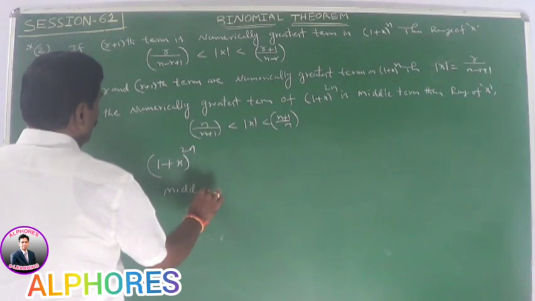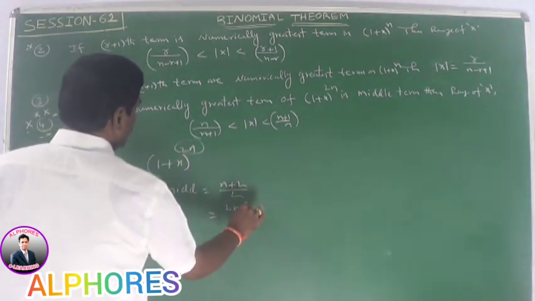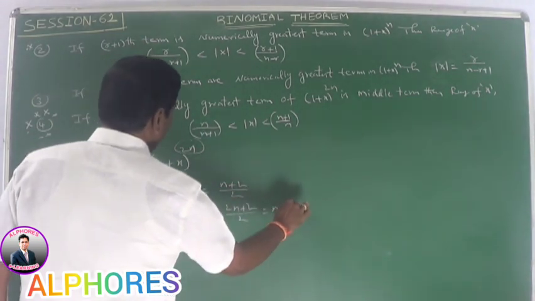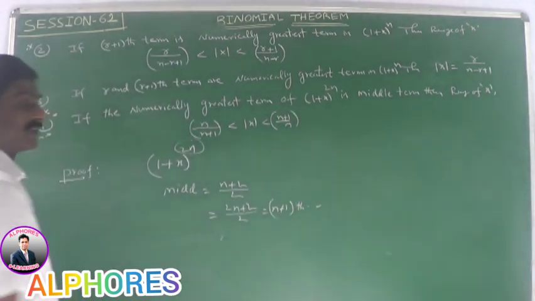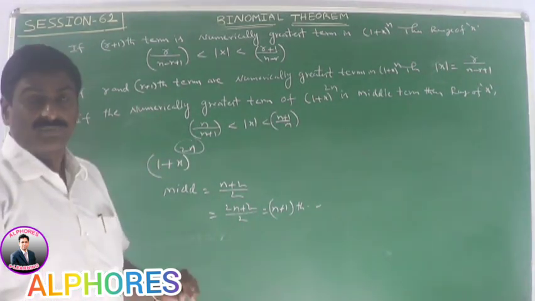Middle term is equal to (n plus 2) by 2. That means n is 2n, so (2n plus 2) by 2, that means the (n plus 1)th term is the middle term. Here, t(n+1) is the numerically greatest term.